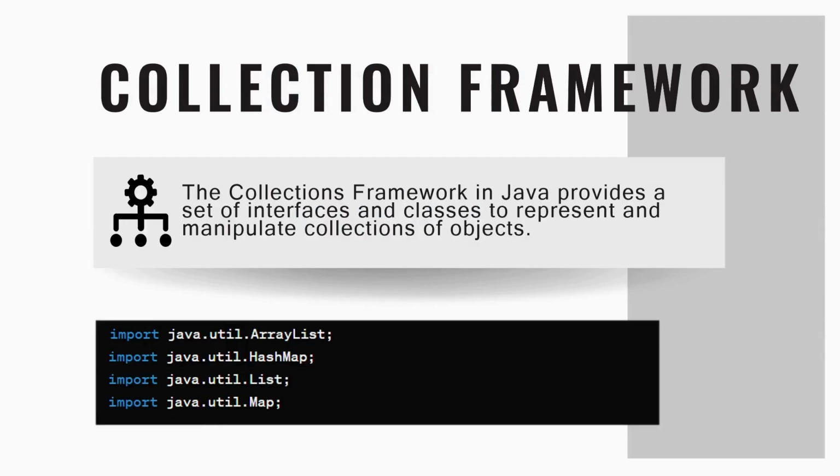The collection framework in Java provides a set of interfaces and classes to represent and manipulate collections of objects. It offers a standardized architecture for representing and manipulating collections of data in a unified way. The main reason that we use the collection framework is that it simplifies data manipulation, promotes code reuse, enhances performance, and provides essential tools for developing robust and efficient Java applications.